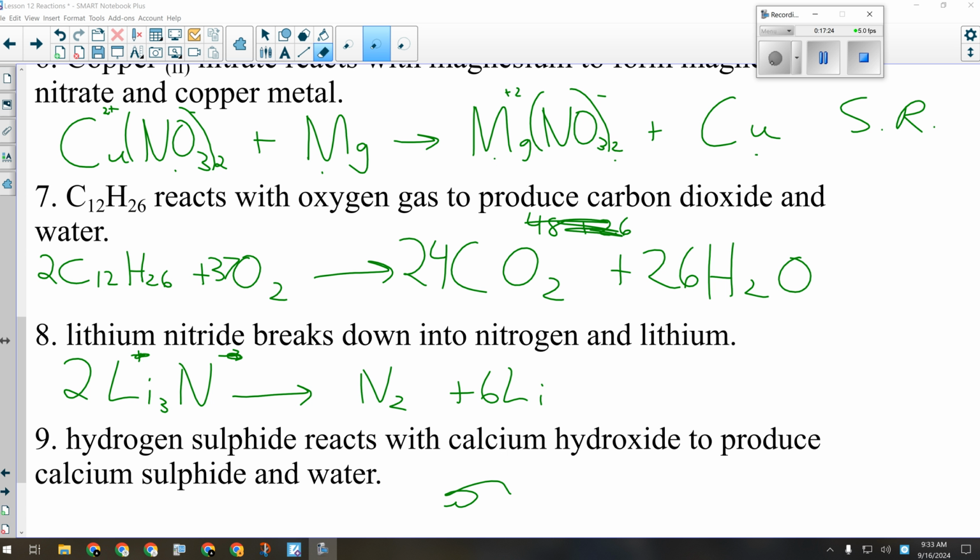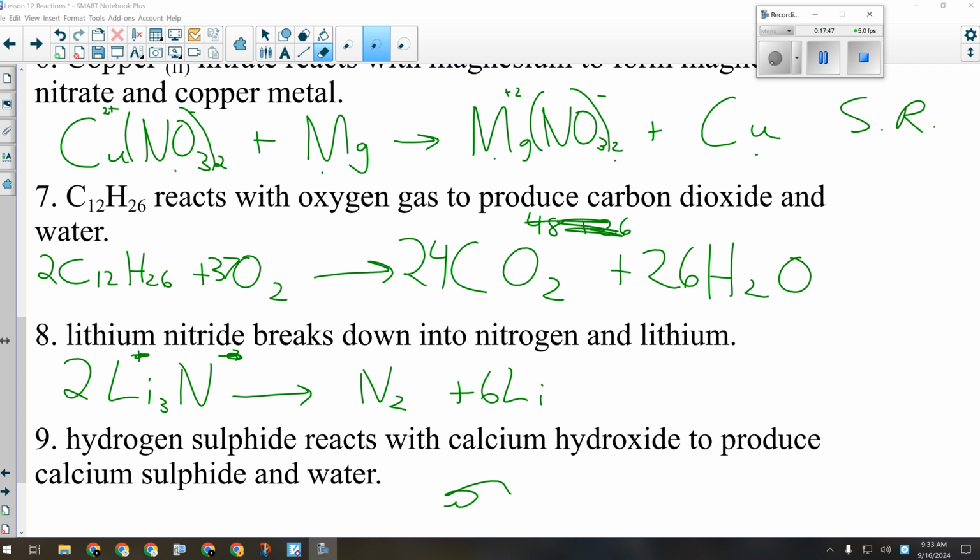Okay, so the key with the reaction stuff is to really get familiar with the patterns. What does a synthesis reaction look like? What does a decomp reaction look like? Make sure that you can really easily recognize those, and I'm going to add a little thing to that. Make sure you can identify them just from the reactants.